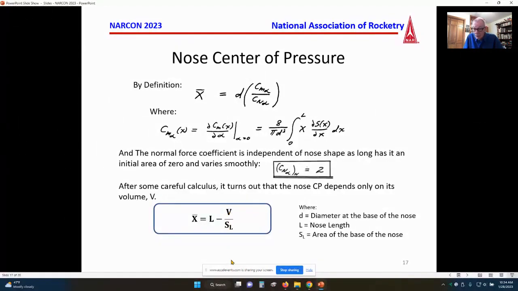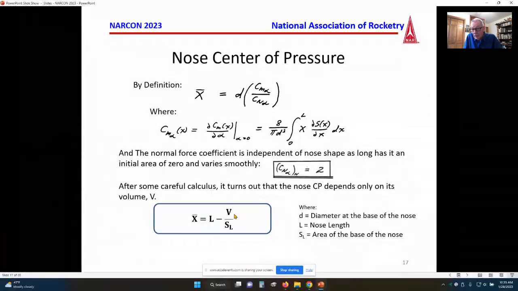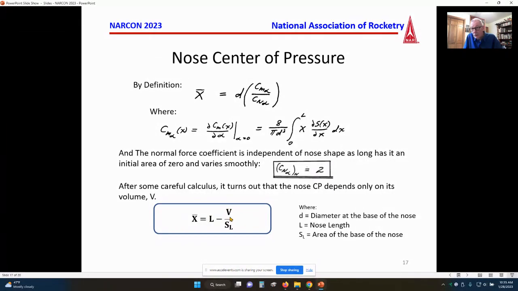You can calculate the area because you know the diameter. That's a number you've put into the process. You know the length for the same reason. The volume will be determined by the shape. So you have a conical nose, you have ogives, as I talked about before, elliptical, and you could have a spherical nose. All these various nose cone shapes, you have to calculate their volume in order to get the center of pressure.